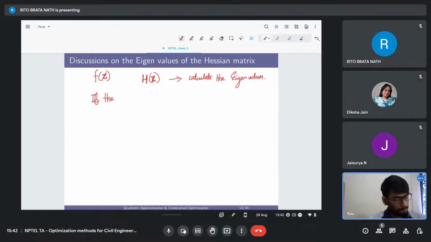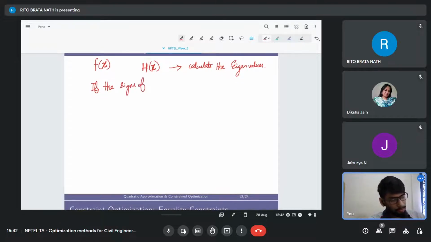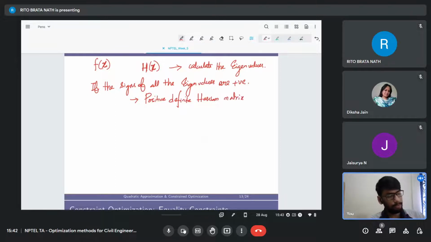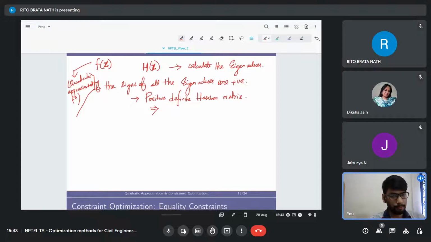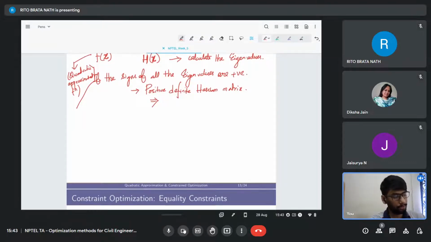If the signs of all the eigenvalues are positive, then you have a positive definite Hessian matrix. And f of x, mind you, has to be a quadratic approximated function. Then only will it have the property of convexity. So this positive definite Hessian matrix implies that if you solve for the optimal point of the function f of x, you will get a minimum.